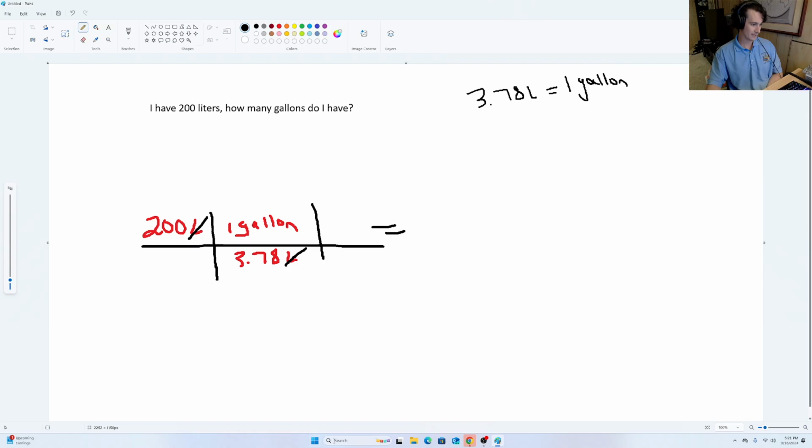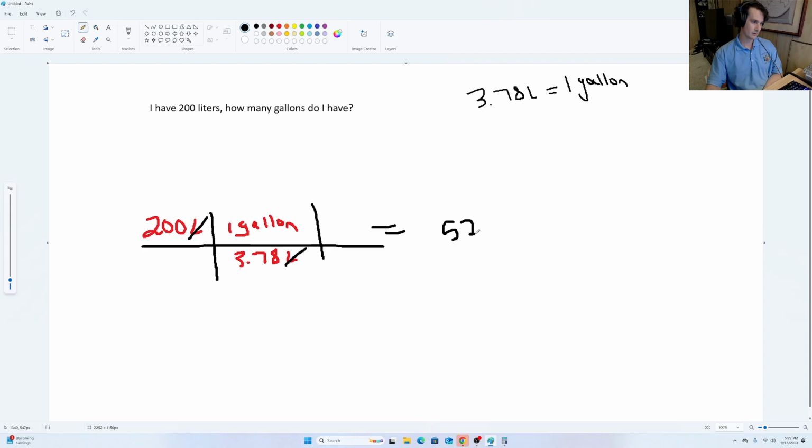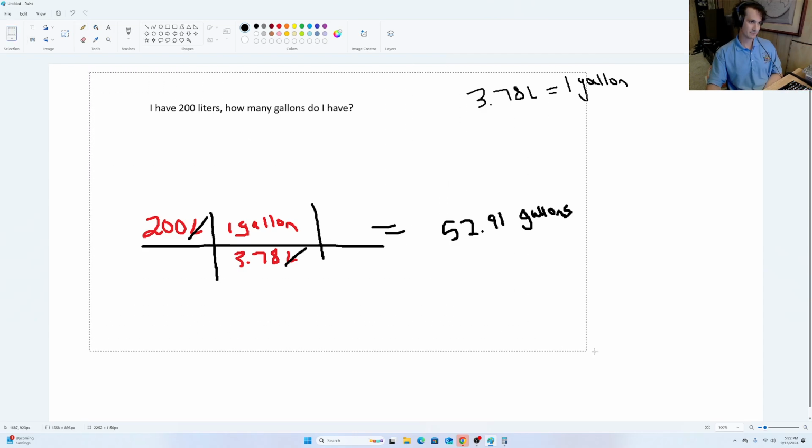Let's pull up our calculator, because I don't know off the top of my head what that's going to be. So this is 200 times 1 divided by 3.78, which simplifies to 200 divided by 3.78. Rounding to the hundredths place, that's 52.91 gallons. Hopefully that's not that bad. Maybe you correctly said, I'm going to divide by 3.78, but if you do it this way every time, you'll never make a mistake, because you'll see the units have to cancel. That's what we're trying to do. So hopefully I'm convincing you that this is the way to do it.